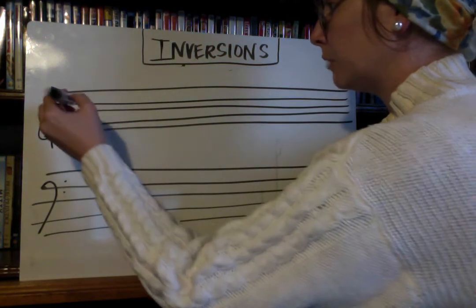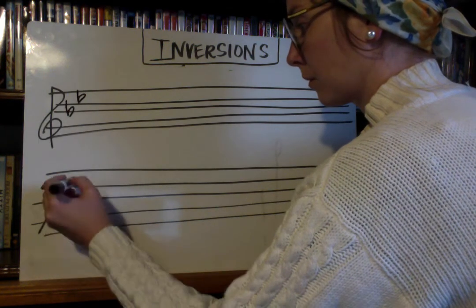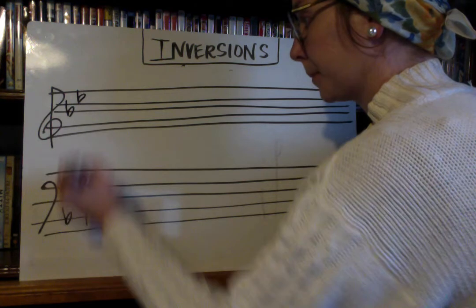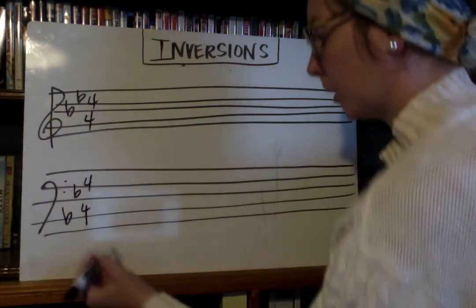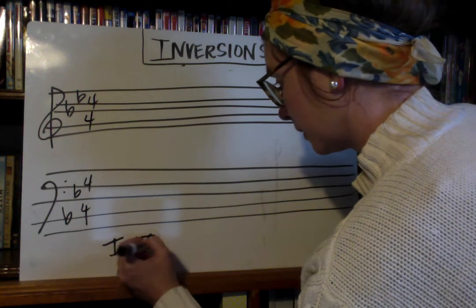Let's do B flat. 4, 4. Here we go. Okay, we're going to have a 1, a 4, 6. Okay?